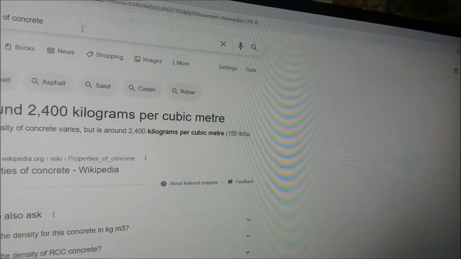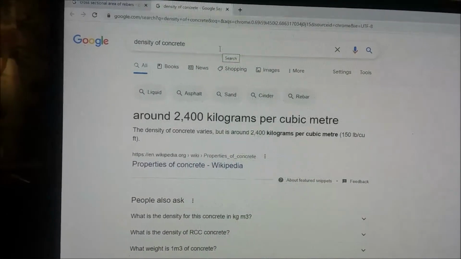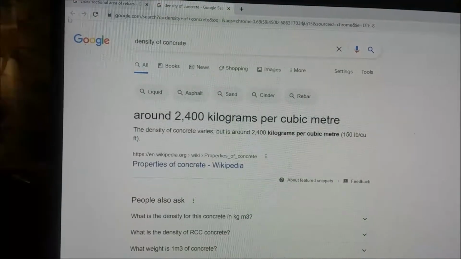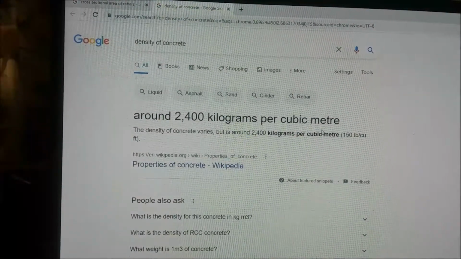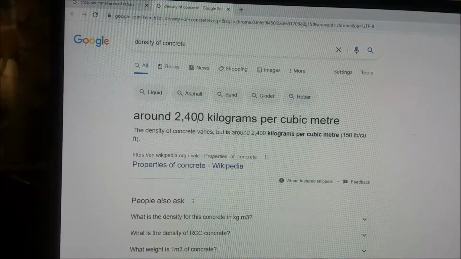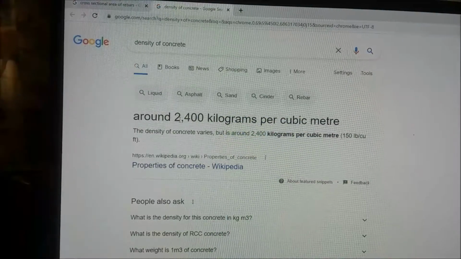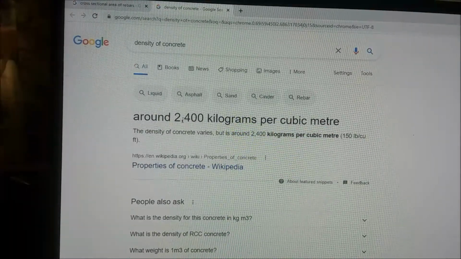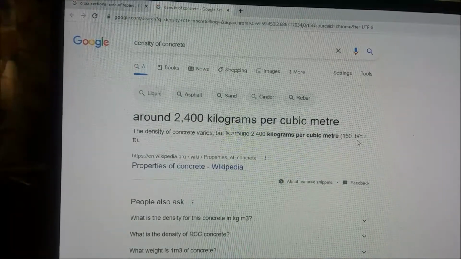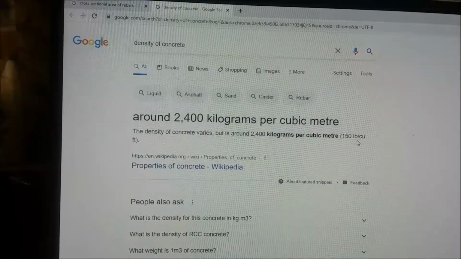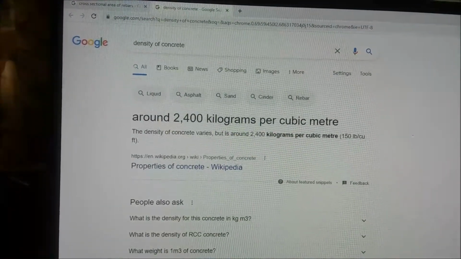Anyway, we also went to our friend Google and Googled density of concrete. 2,400 kilograms per cubic meter. That's what it weighs. And a kilogram is 2.2 pounds, so 150 pounds per cubic foot. It doesn't say foot, but it is foot.